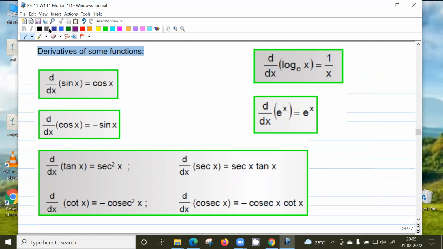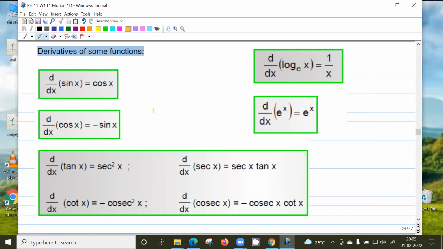You will get confusion whether the sign is positive here or negative here. So how will you remember this one? Derivative of sine is cos, and of cos is sine, the opposite. But this sign, how can you remember?